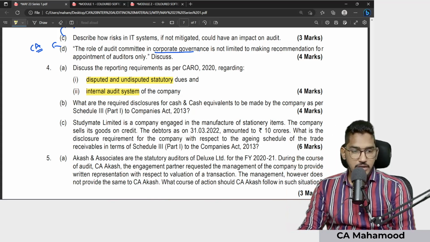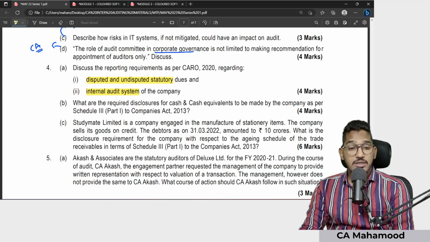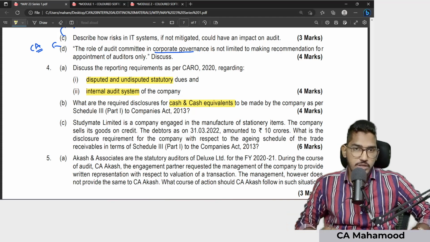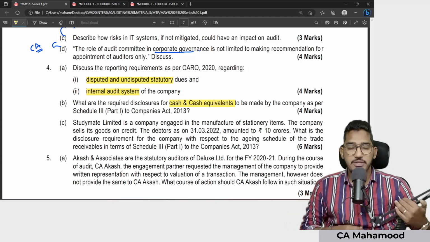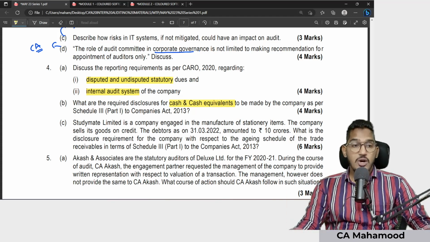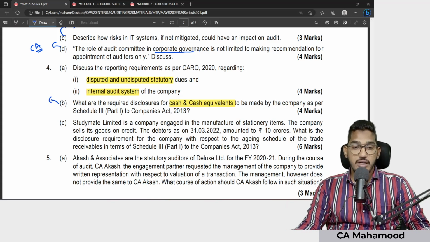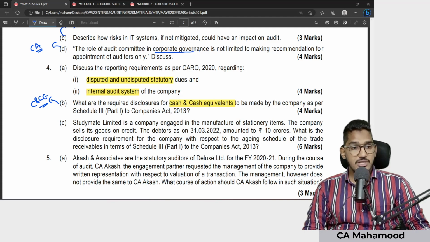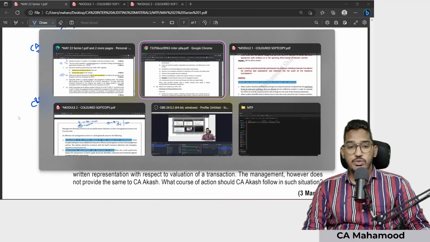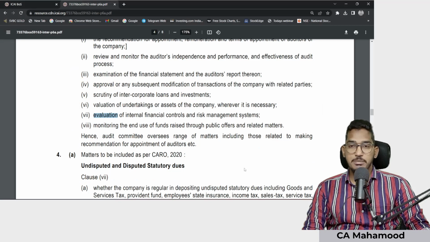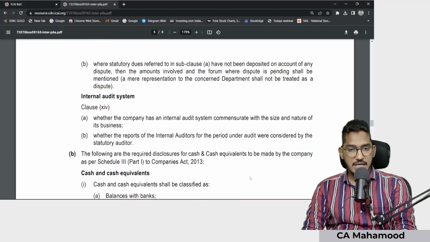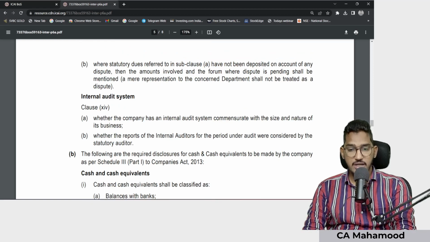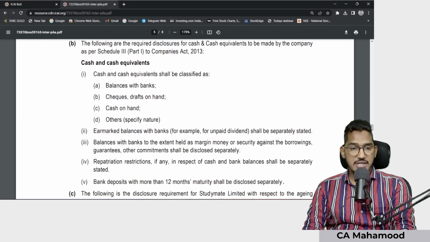Next, B question. What are the required disclosures for cash and cash equivalents to be made by the company as per Schedule 3? See, this is regarding audit of items of the financial statements. They are asking you what disclosure requirements will be given regarding cash and cash equivalents, how the cash and cash equivalents will be presented. See, this question is there even in the RTP also. In the RTP video also I have explained the same question. Once again I will show you what all disclosure requirements there are, how the cash and cash equivalents are required to be presented.